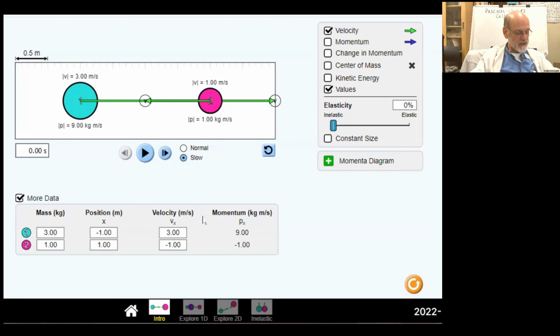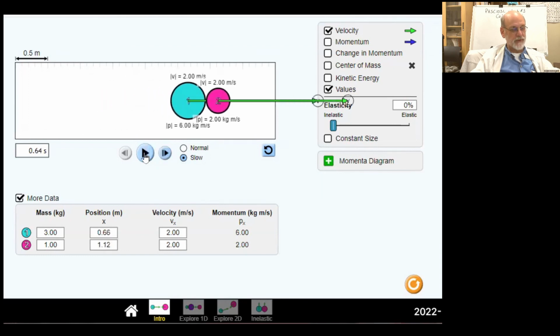Now we can run the simulation and collect our data. Okay, there it goes. Stop it. Notice they stuck together again, just like before, just like all the previous experiments for this 0% elastic collision. Now let's see what the combined momentum is. 6 plus 2 is 8. What's the combined velocity? It's 2 meters per second because they're both moving together at the same velocity. That is the combined velocity.